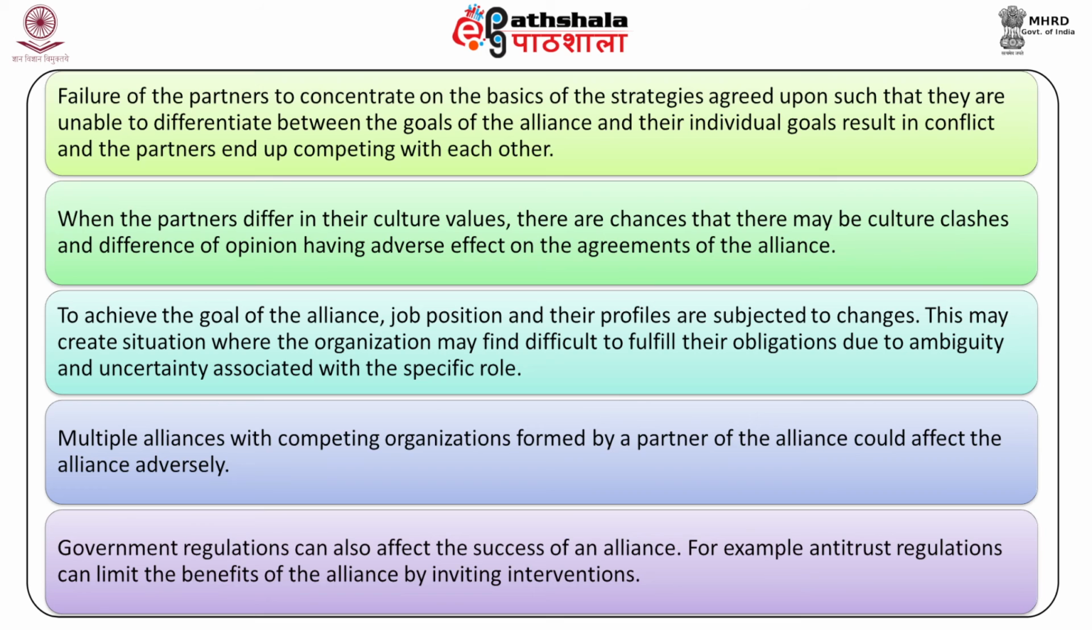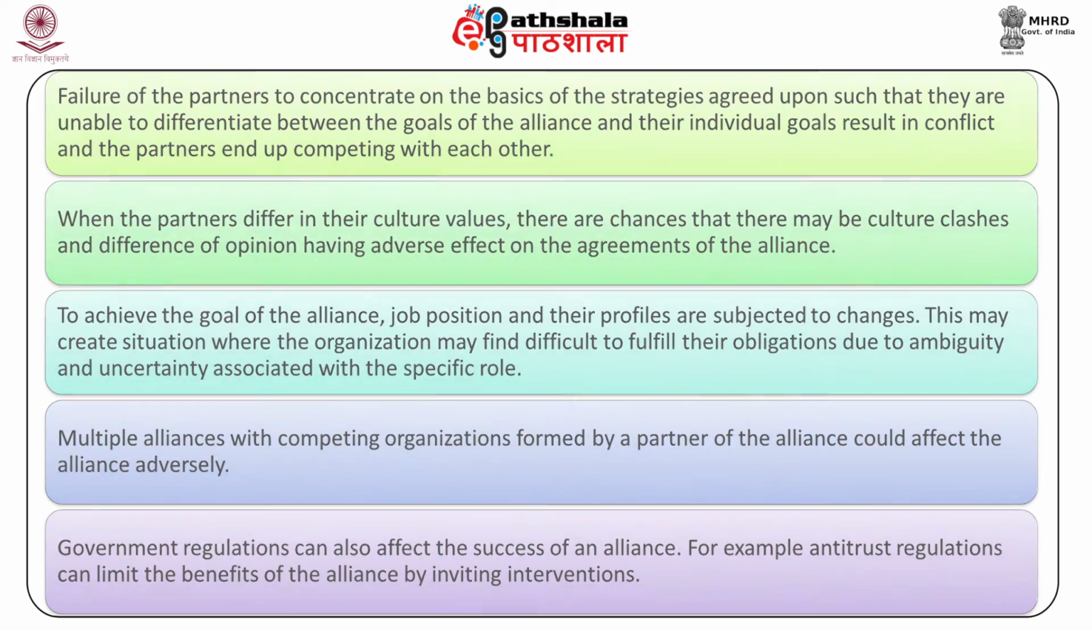Seventh, to achieve the goal of the alliance, job positions and their profiles are subject to change. This may create a situation where the organization may find it difficult to fulfill their obligations due to ambiguity and uncertainty associated with the specific role. Eighth, multiple alliances with competing organizations formed by a partner of the alliance could affect the alliance adversely. Ninth, government regulations can also affect the success of an alliance. For example, antitrust regulations can limit the benefits of the alliance by inviting interventions.